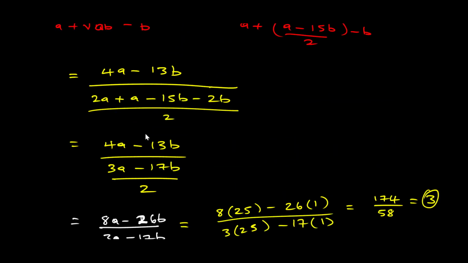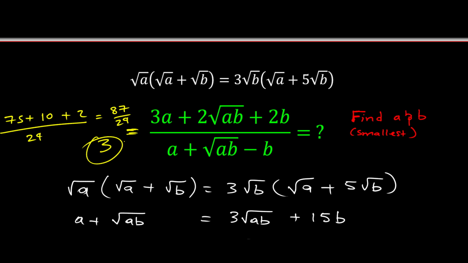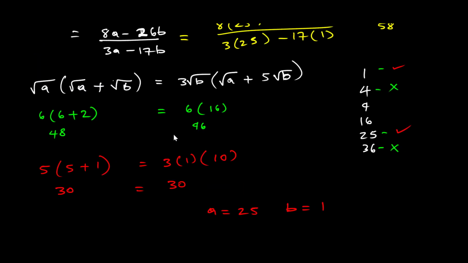So now let's validate the final answer at the top. So a is 25, b is 1. So 75 plus root 25, so that is 10, plus 2, and this is over 25 plus 5, 29. So this is 87 over 29, and this is indeed 3. So definitely a is 25 and b is 1. And that would be the solution to our problem.